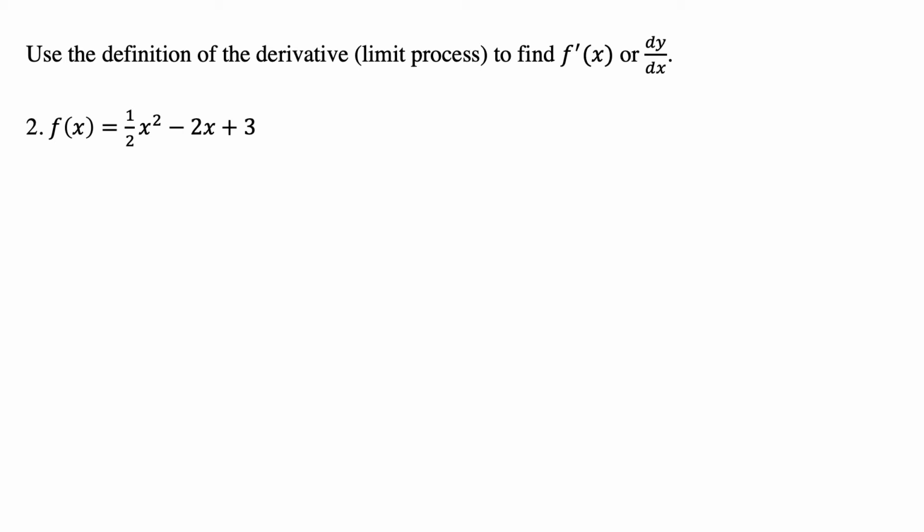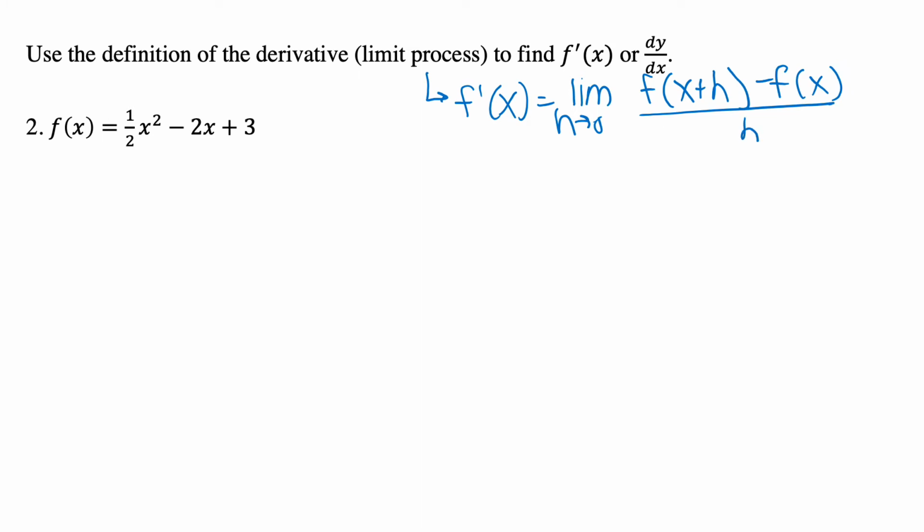For number 2, our directions stay the same. Use the definition of the derivative, or the limit process. So remember, f prime of x is equal to the limit as h goes to 0 of our difference quotient. So here we have a little bit more complex of a function. We have 1/2 x squared minus 2x plus 3.